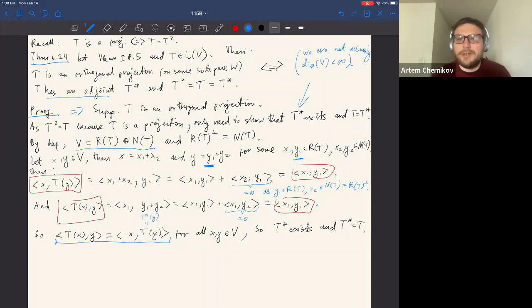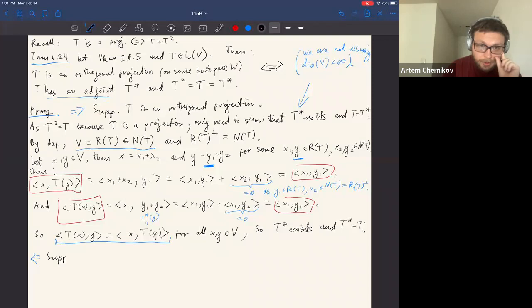And remember, the adjoint of a linear operator is a linear operator which satisfies this formula for all X, Y. So this just tells us that T is T star. Okay, all right, so this shows the implication from left to right. So next, our task is to show the converse implication.